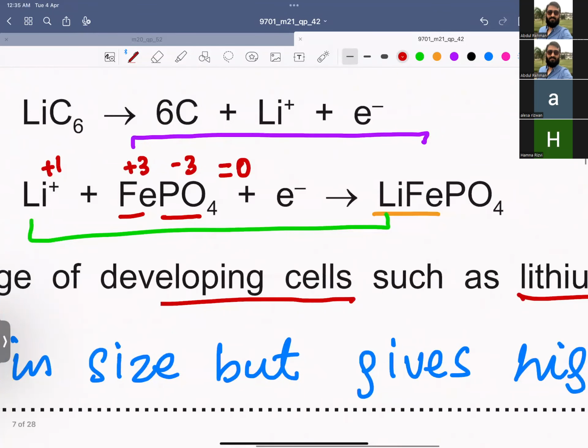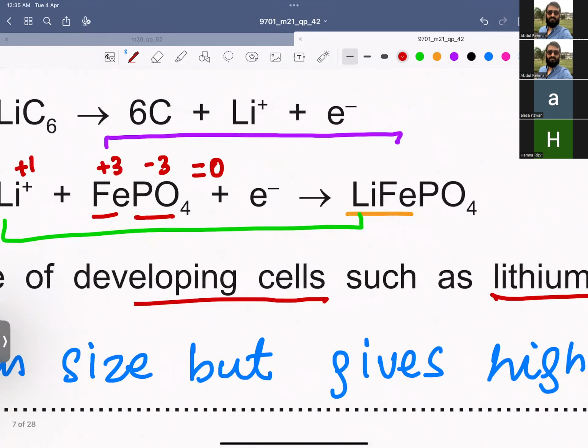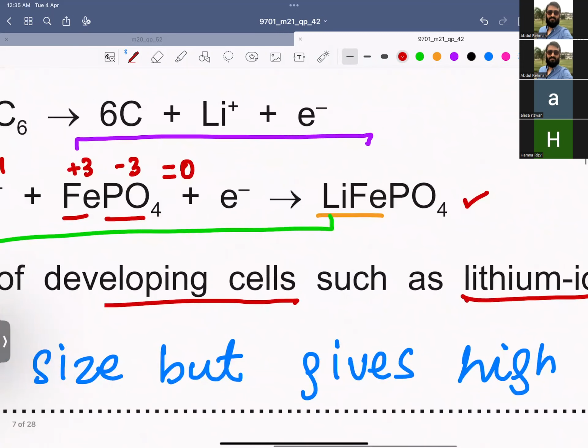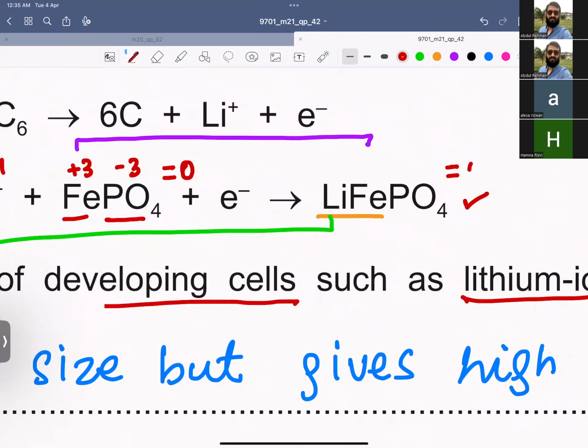Okay. Now, if we work on this compound LiFePO4, lithium iron phosphate, there is no net charge, which means net charge is 0. And we know that phosphate PO4 has a -3 charge, right? So if phosphate has a -3 charge, it means that the net charge of lithium and iron both would be +3, right?